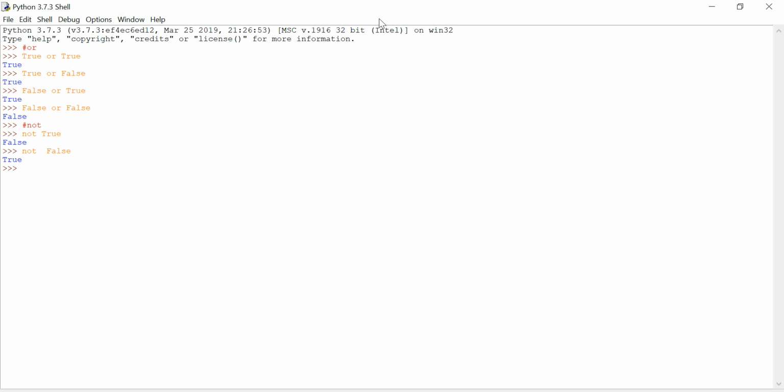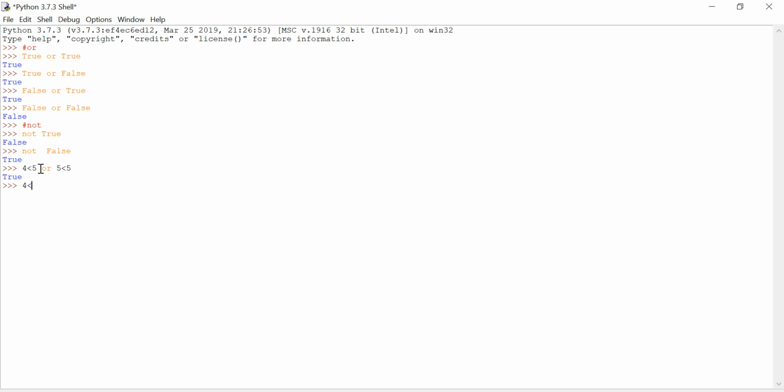So for example, if I have 4 is less than 5, here we are using the comparison operator. 4 is less than 5, or 5 is less than 5. It would evaluate to true. Why? Because one of these statements with the OR is true, that is 4 is less than 5. This is the true statement, so it would evaluate to true.